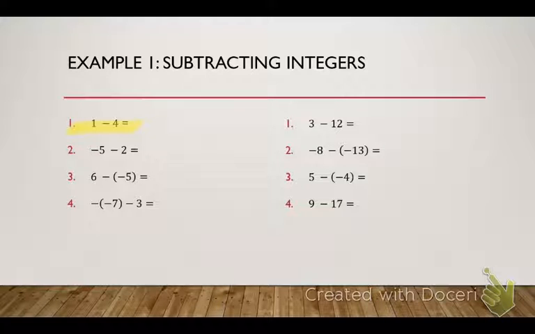So is that same sign or different? One's positive, one's negative. Different signs, okay? So since they're different, I subtract their absolute values to get 3. And would my answer be positive 3 or negative 3? Negative. Why? Because 4 is the larger number. So 4 is the larger number, so it's negative 3.